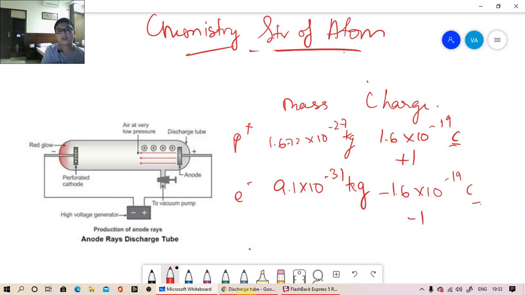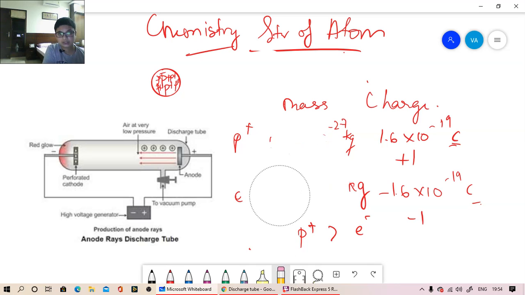We got to know the mass and charge of proton and electron, right? Now we can conclude that proton is heavier than electron, and therefore the mass of the atom is mainly concentrated in the nucleus region because protons and neutrons are present. They make up the bulk of the atom.